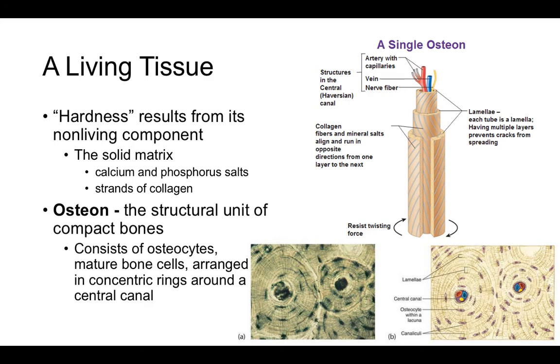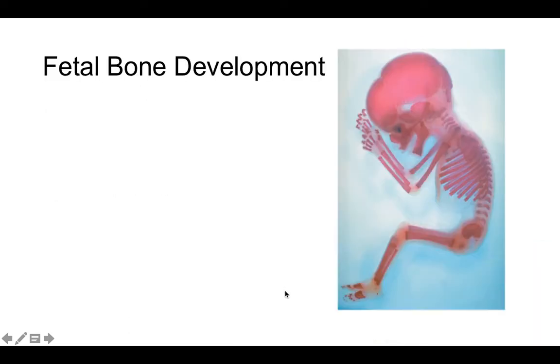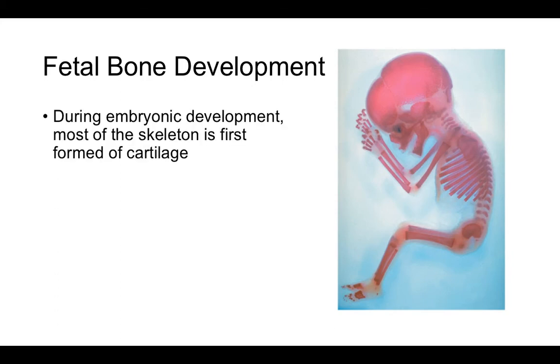Yep, and as I mentioned, this is the osteon. It's the structural unit of the compact bone, concentric circles around the central canal. Now, fetal bone development. Isn't this an amazing picture? During embryonic development, the skeleton is first made up of cartilage, and this is how bone grows throughout the lifetime. It lays down cartilage, which has a lot of collagenous fibers in it, and that forms the framework onto which what we call calcification occurs. The calcium and phosphorus salts will be laid down.